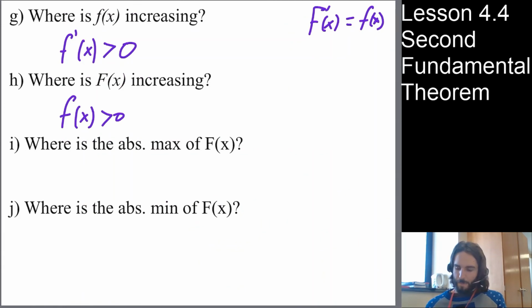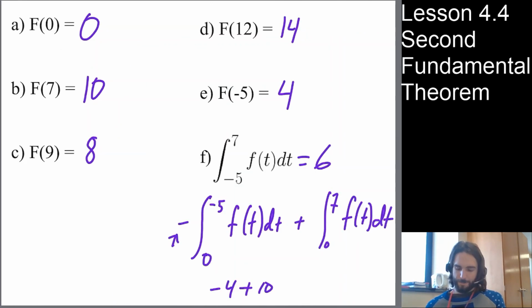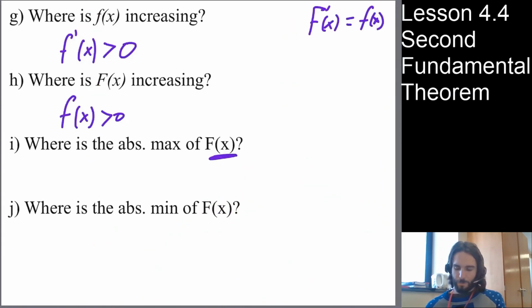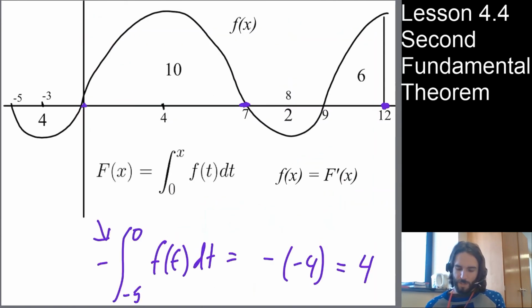Where's the absolute maximum of big F of x? So this is saying where is the maximum area accumulated. Remember, this is an accumulation function, so where have we accumulated the most area? From here, we would have accumulated 10, but at 12 we would have gotten up to 14. So at x equals 12 is the max for that. And the absolute min is where is the least, and that's going to be at 0, actually. Because remember, as we move this way, the area, or the accumulation, I should say, is positive. All right, I know this stuff is confusing.